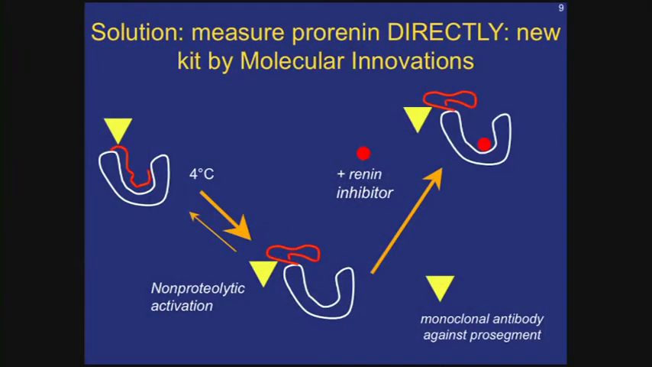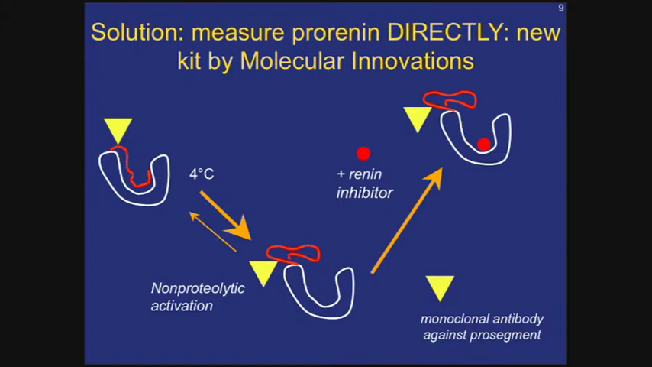So how can we solve that? Because it's all the consequence of this indirect approach, and there is no way to correct for that. And luckily, a few years ago, a new assay was introduced by a company in the United States. It's called Molecular Innovations. And this assay is the first assay to really measure prorenin directly. So no longer this indirect approach where we have to make a calculation by subtracting renin from total renin. Now we can directly measure prorenin.